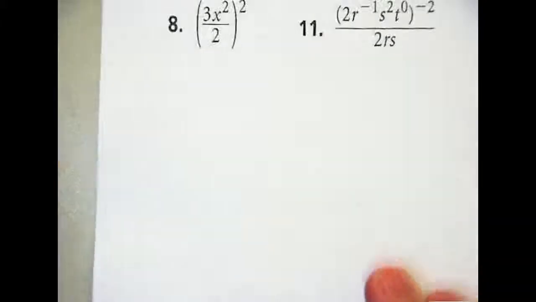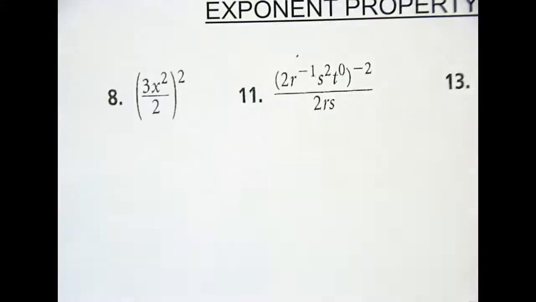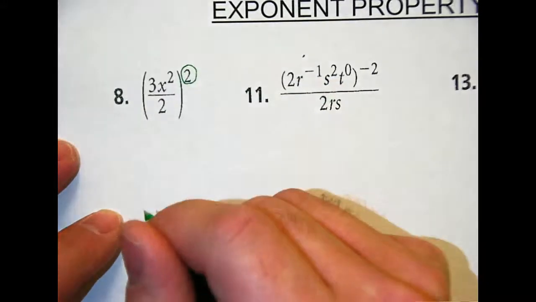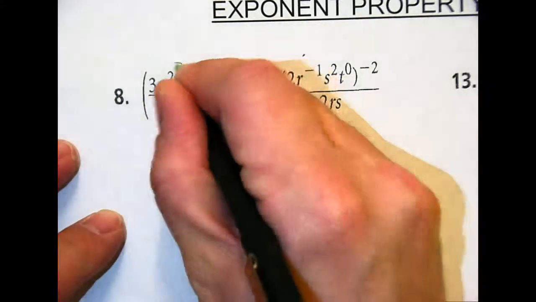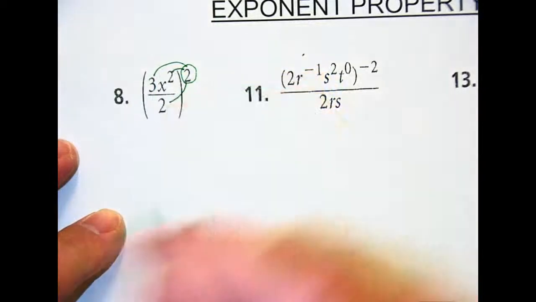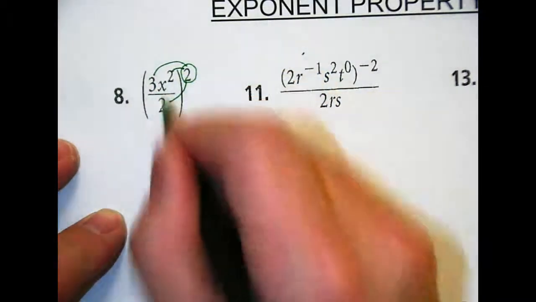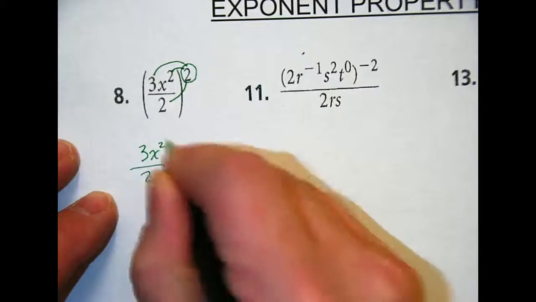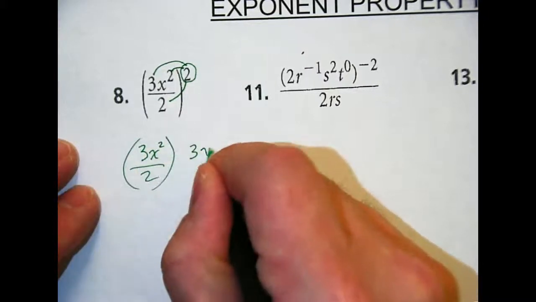Moving on, number 8. Turn it over. It's again power to a power. Squared. What's the quick way? We multiply it by everything in there. Now remember, that squared means I actually have 3x squared over 2 times 3x squared over 2.